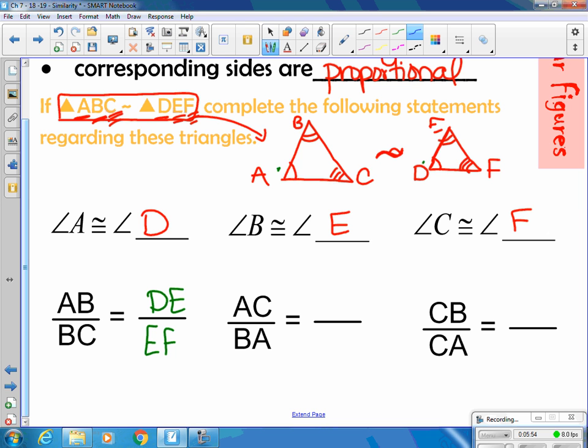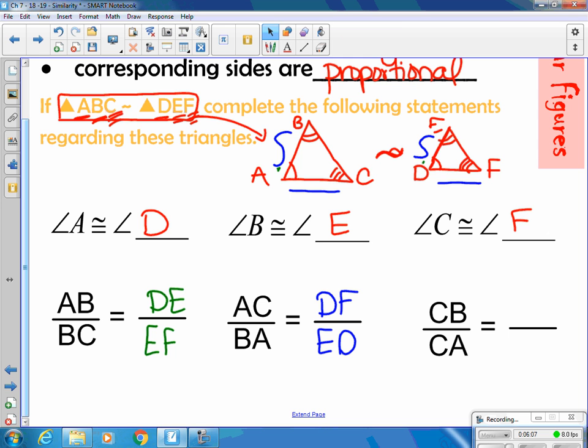Okay, AC, that's down here. And AC would go with DF. And then BA is this side. It's going to go with ED. Last one here.